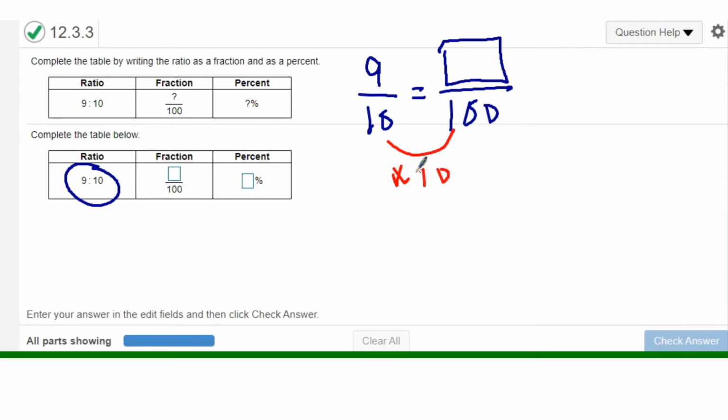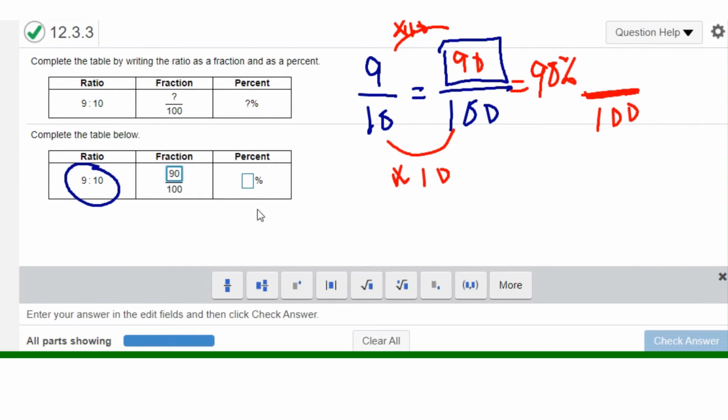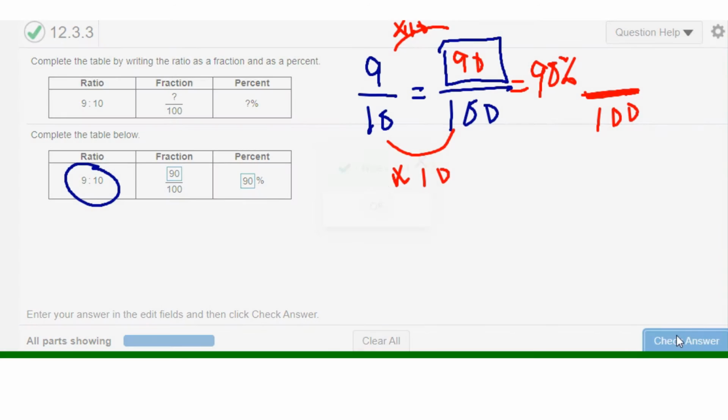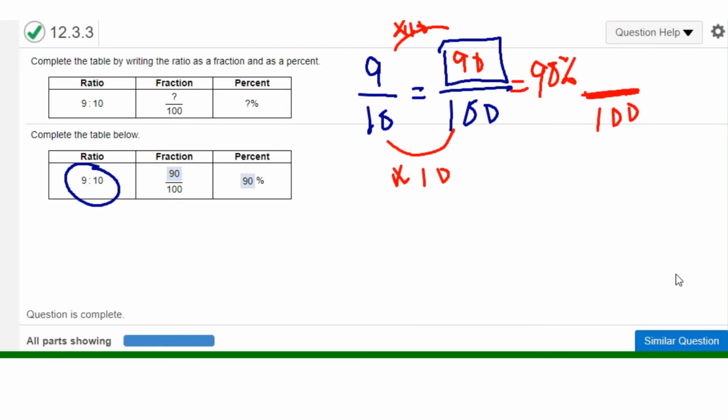10 times 10 will give you 100. So you multiply 9 times 10 to get 90. And since percent is per 100, you can write this as 90%. So you will put 90 here, and you will put 90% there. That one is straightforward.